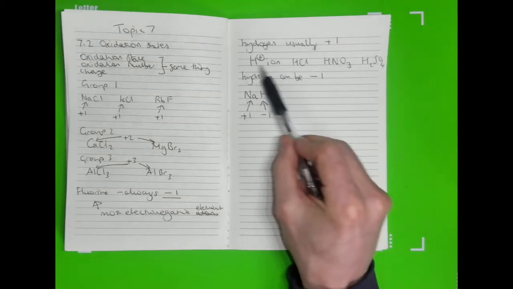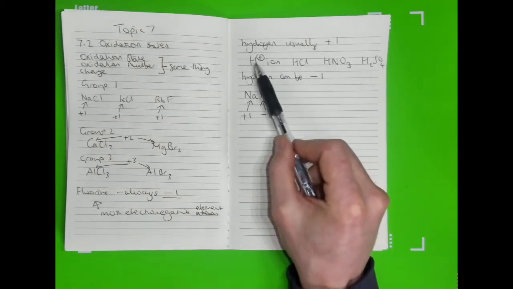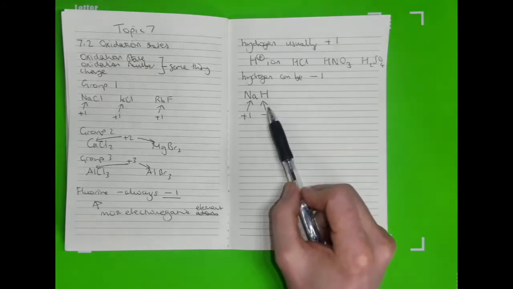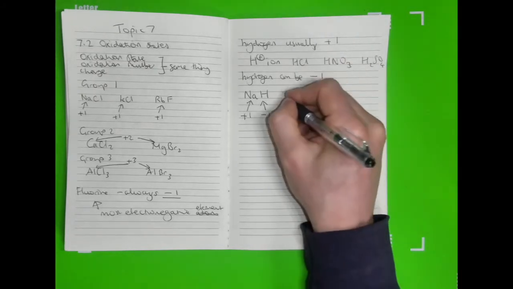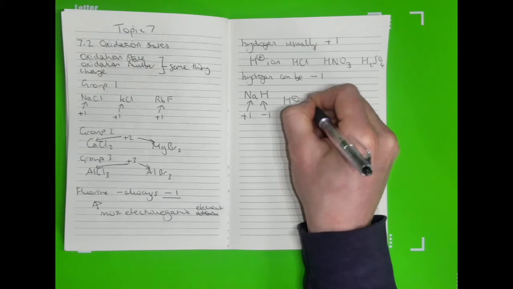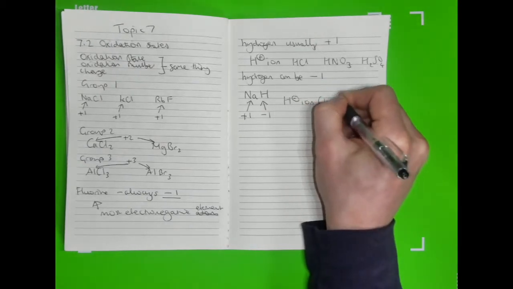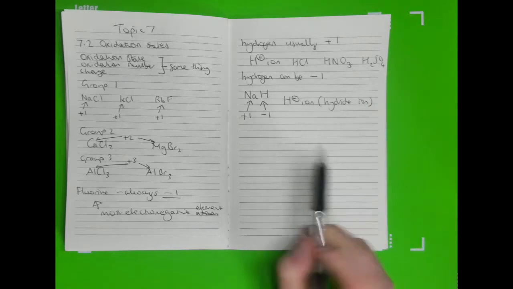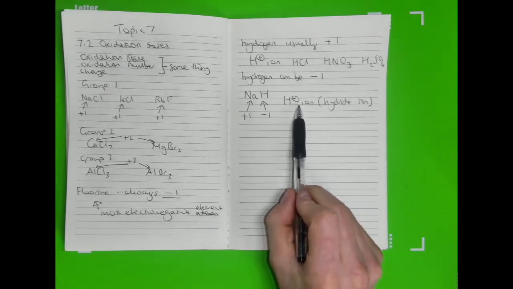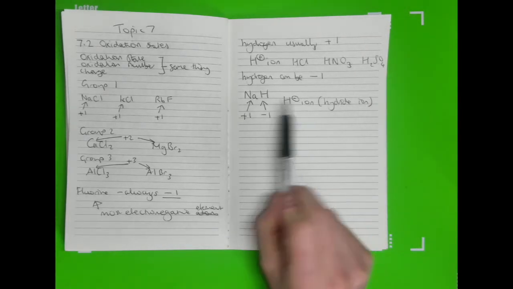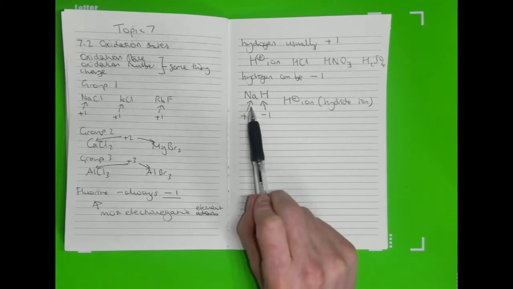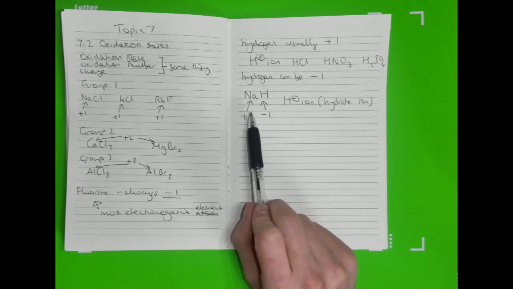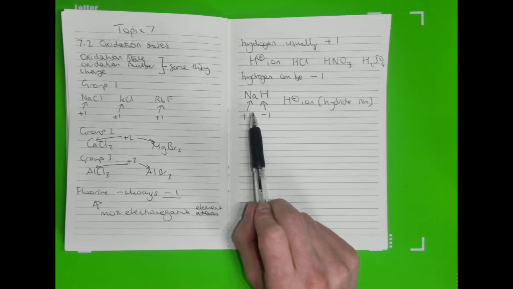We call an H+ ion just a hydrogen ion. An H- ion has a slightly different name, however. It's called a hydride ion. So a hydride ion has an oxidation state of -1. And you usually get that when hydrogen is bonded to a metal. For example, in this particular case, it's sodium.